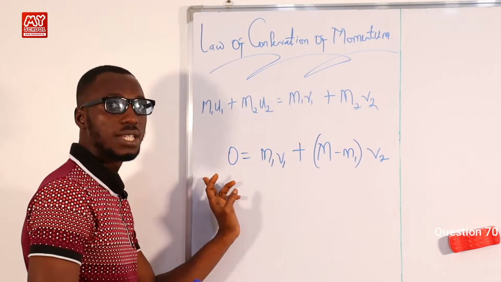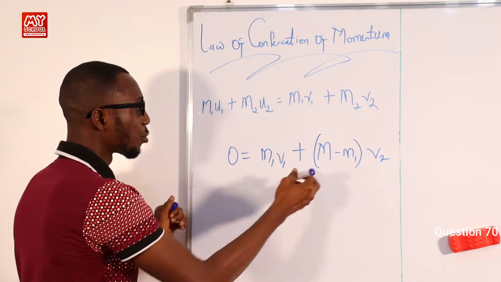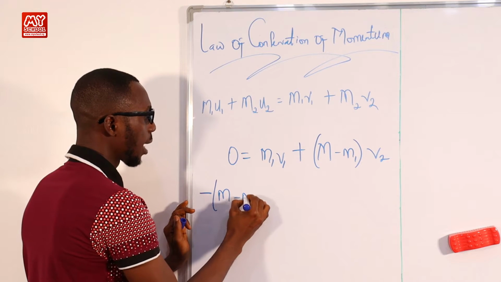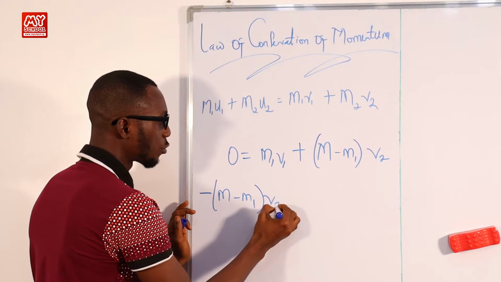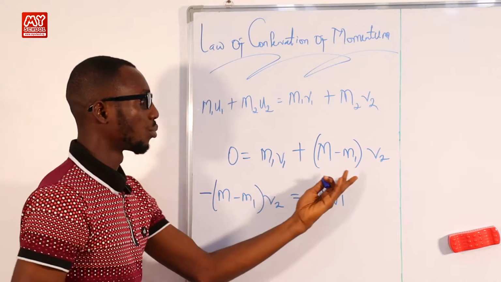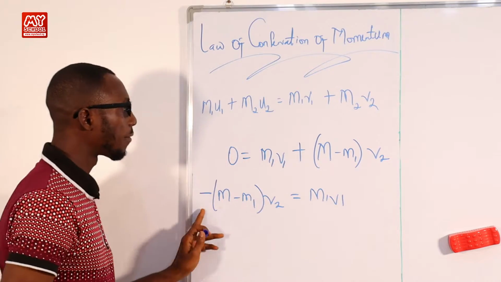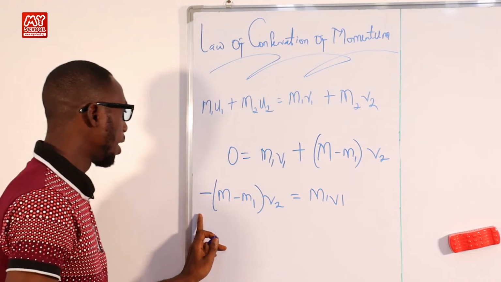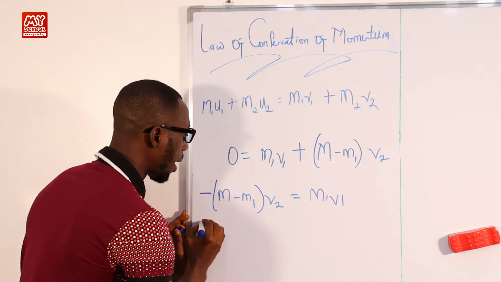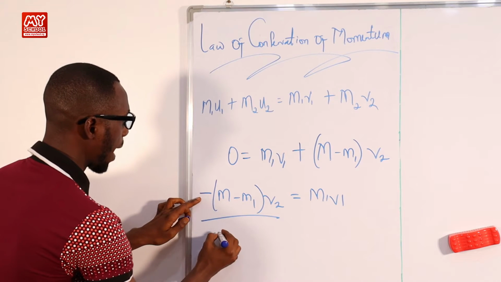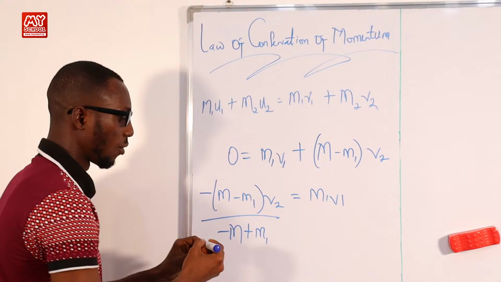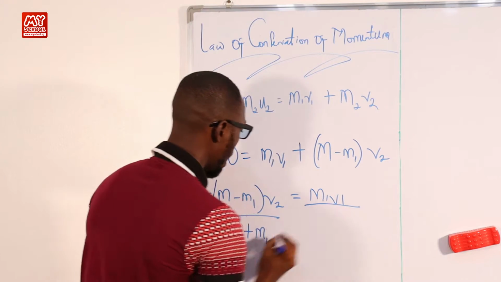So when this comes here, we are going to have minus into brackets m minus m1, v2 equals m1 v1. We brought this to this other side, that's why we have the minus sign. If minus affects everything in the bracket here, so what we are going to have will be minus big M plus small m over.